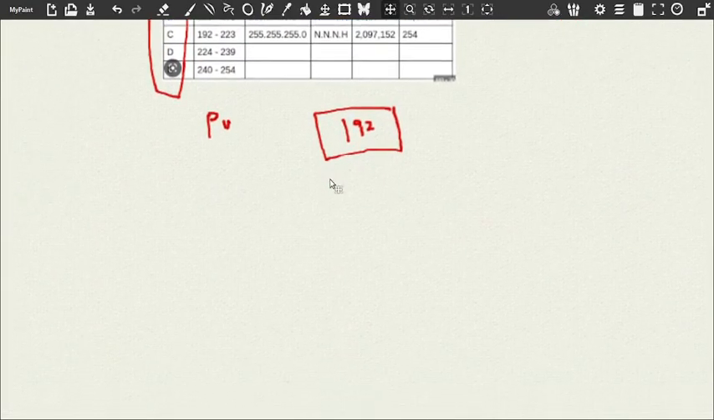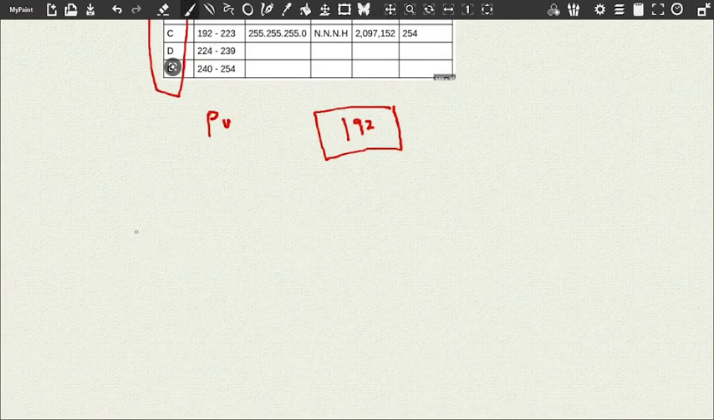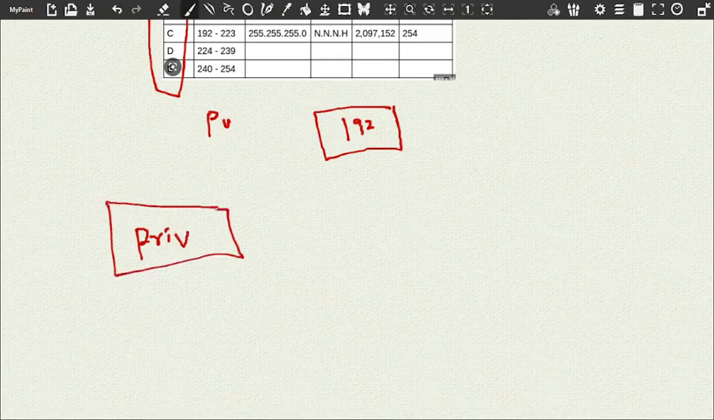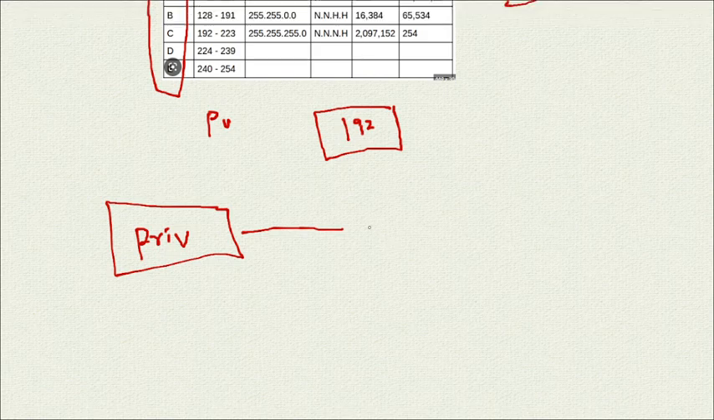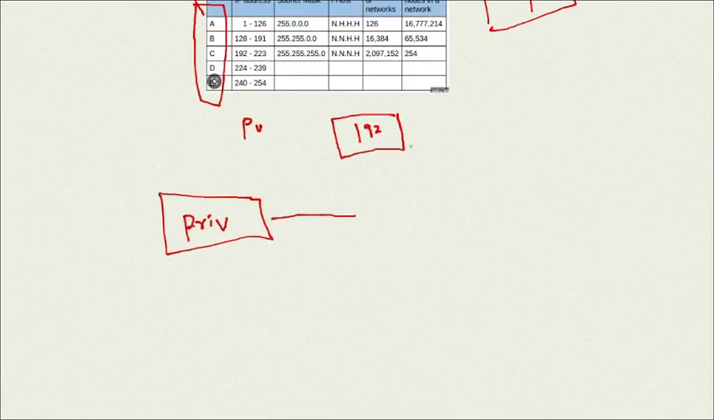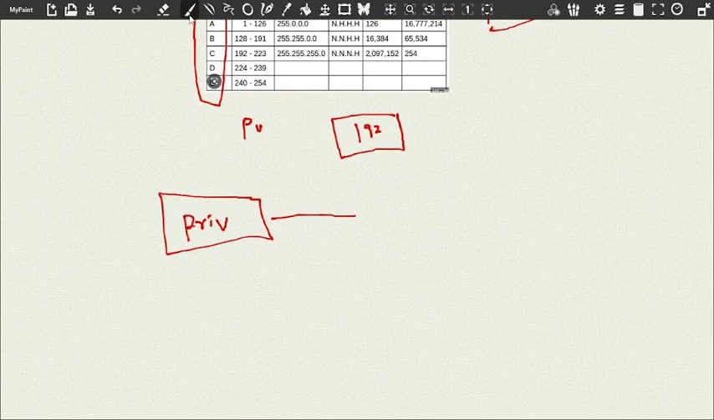So now I wrote the private IP range. Okay, private IP range. What is meant by private IP? We also discussed that. Private IP means it will come up as class A, class B, class C. So now we discussed class A, class B, class C.